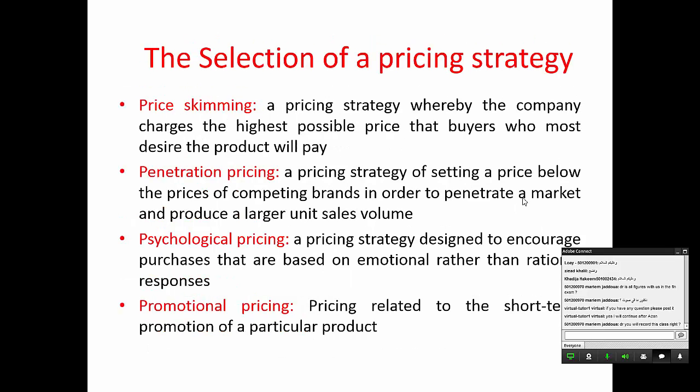Next is the pricing strategies. We have four pricing strategies, as you can see. The first one, we call it price skimming. In price skimming, the company puts the highest possible price for the product, especially if the product is new to the market. Then the company can put a higher price, and after that, the company will reduce the price slowly, okay, until it reaches a certain level. Again, it will reach the equilibrium.